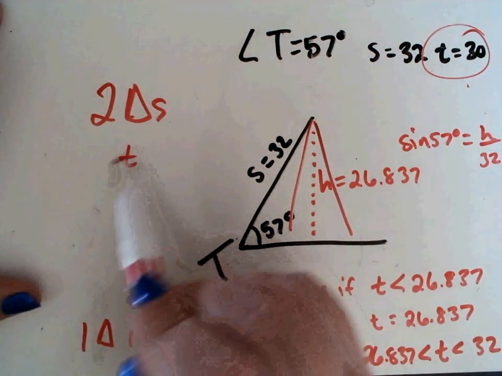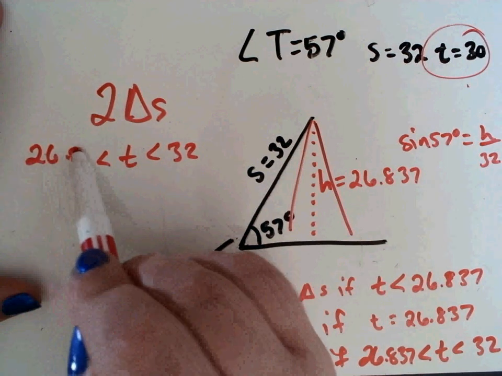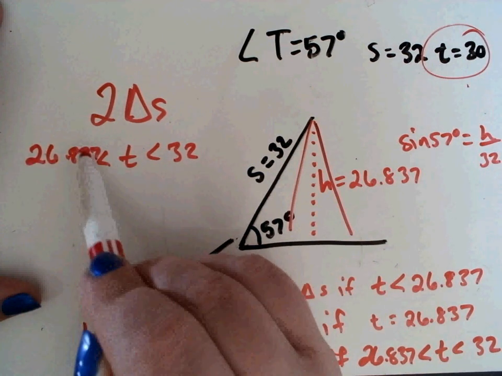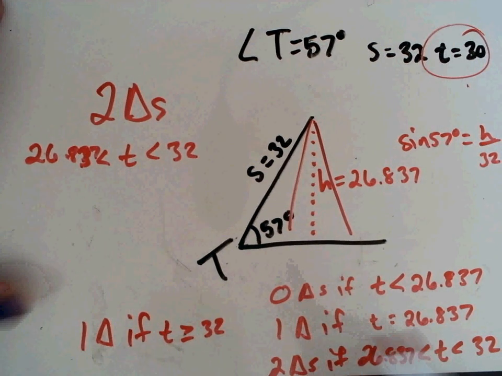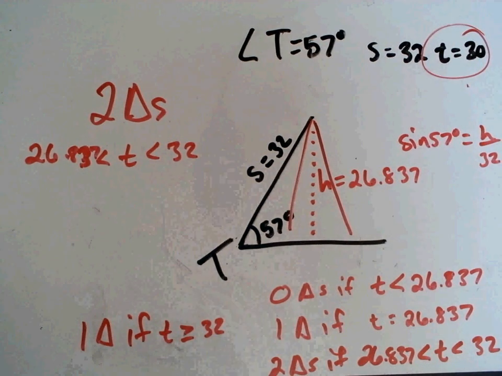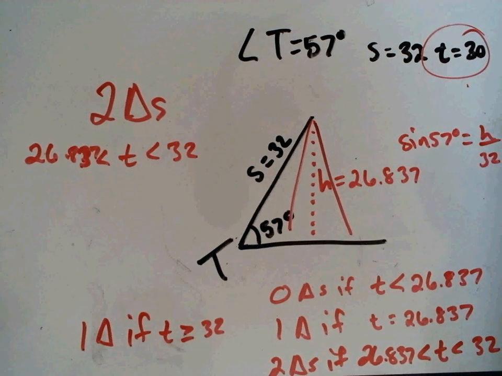And my work would be, besides showing my height, I would probably say that statement right there: T is less than 32, but greater than 26.837. Okay? Alright. That was number 18.